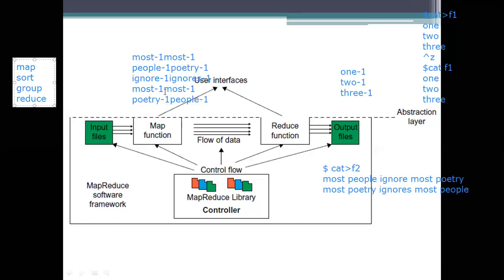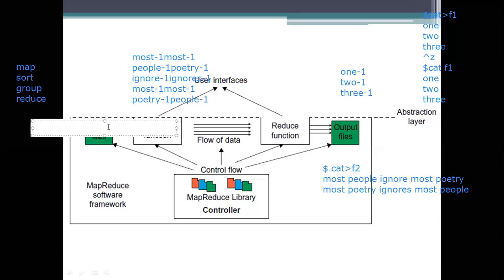Totally how many elements am I using? 10 elements I am using here. So before reducing, I need to sort. Why I need to sort this representation is to see what I am using most, and then next, the people ignore most poetry, all these things.